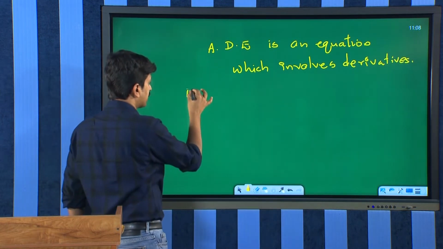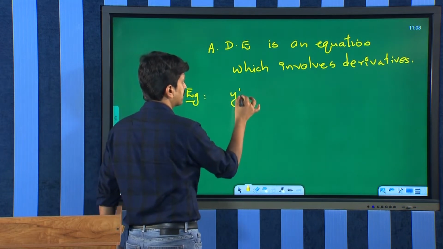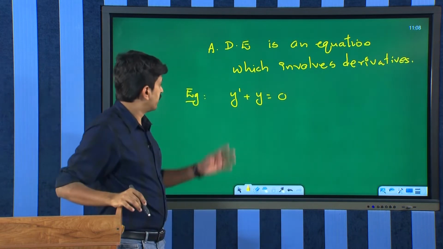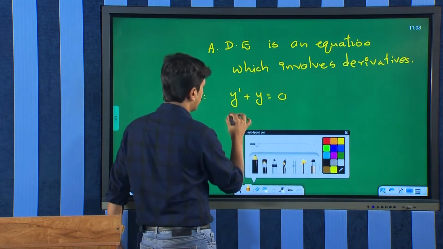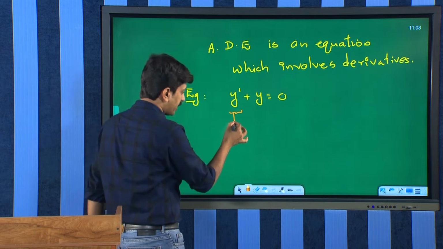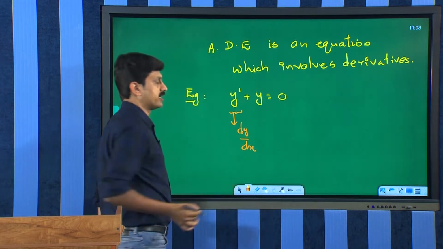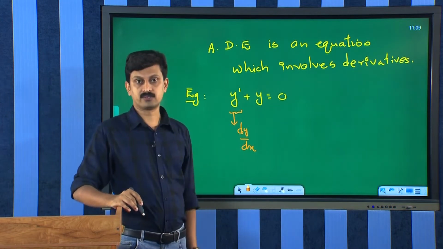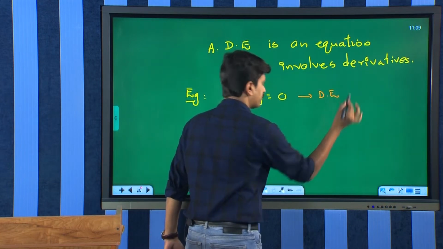For example, we can say that y double dash plus y is equal to 0 is a differential equation. Here we have y dash, which is the first order derivative, or we can say that this is dy by dx. So, this is an equation which involves a derivative, so this is a differential equation.